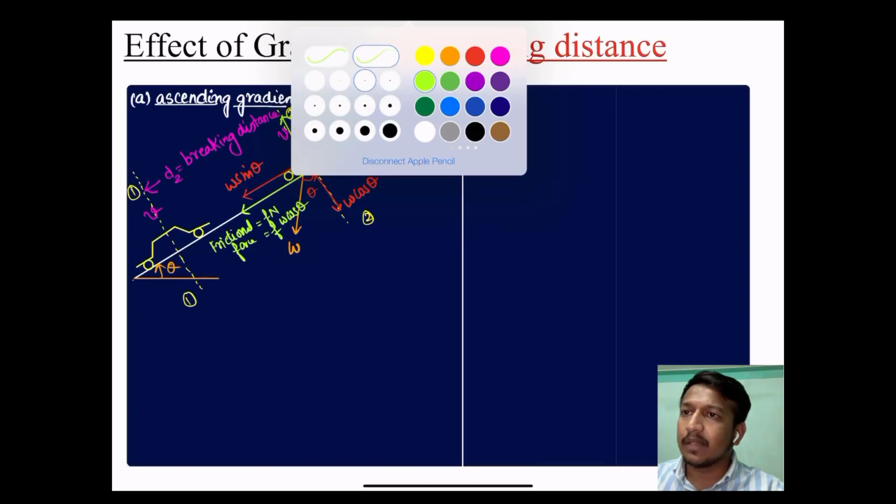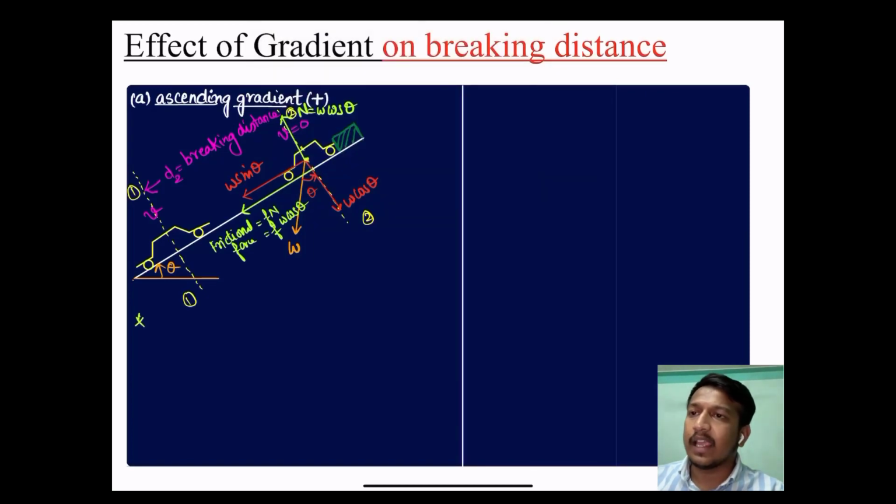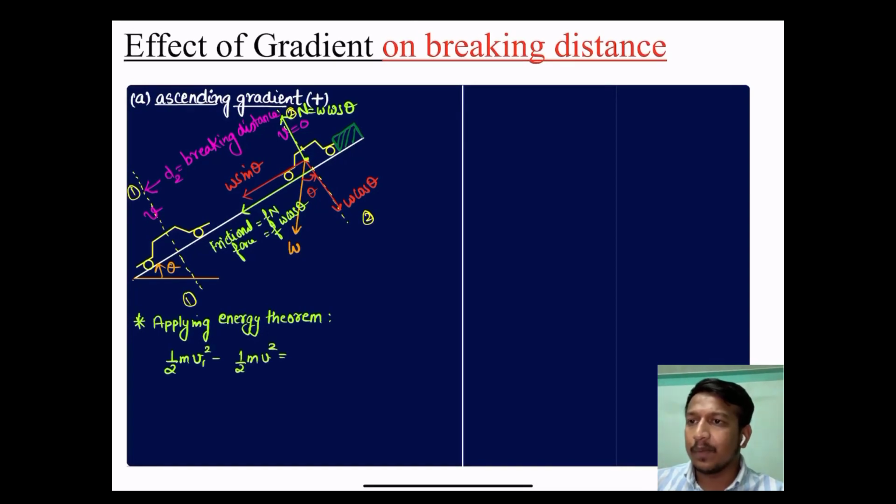Now applying the energy theorem: change in kinetic energy is equal to work done. So half of m v1 square minus half of m v2 square is equal to the work done by the frictional force, F into W cos theta, plus W sin theta, the force, into displacement d2, which we need to calculate.